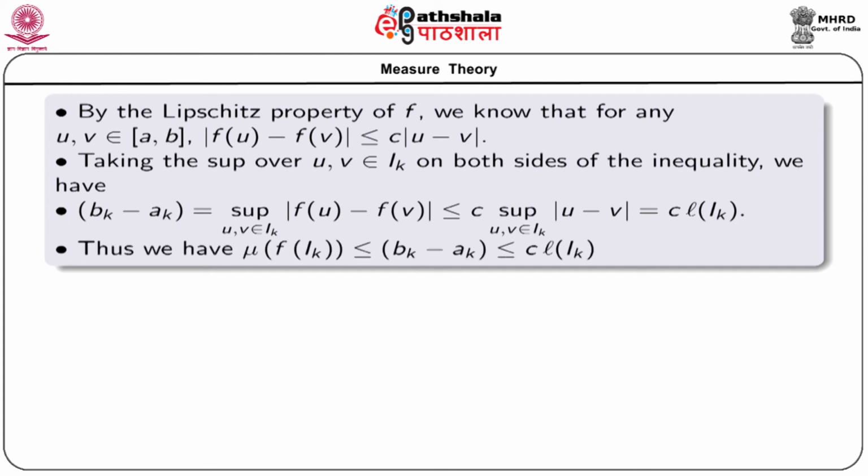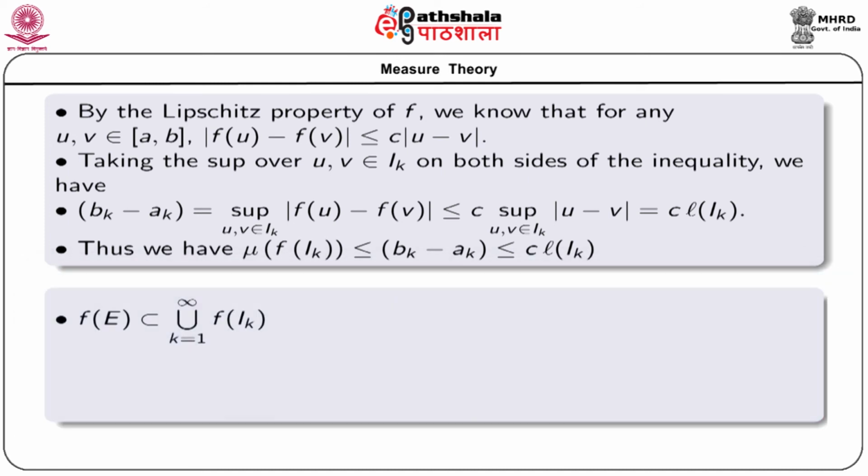Thus, we have the measure of f(I_k) is less than or equal to b_k minus a_k, because recall that f(I_k) is a subset of the interval [a_k, b_k], and the Lebesgue measure is monotone. And this is again less than or equal to c times the length of I_k.